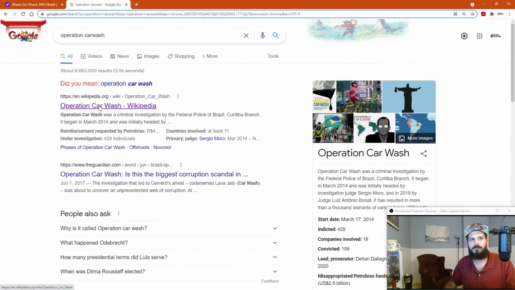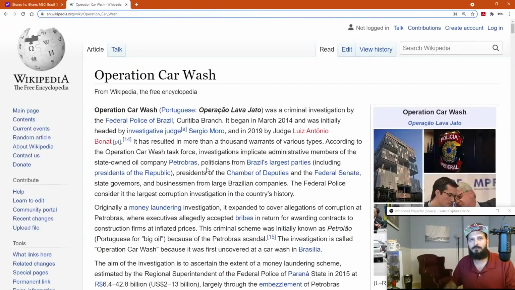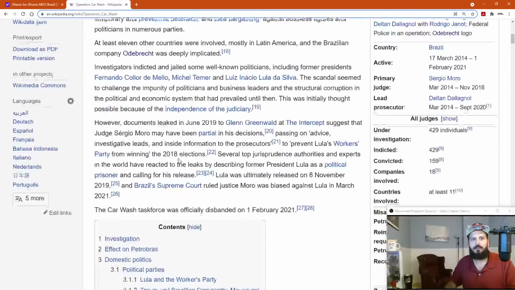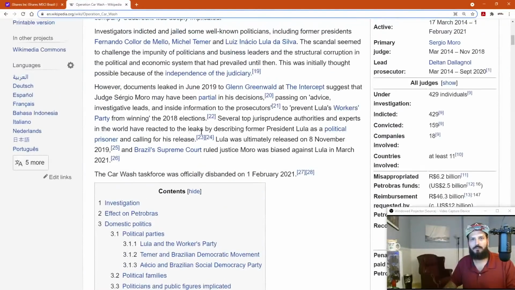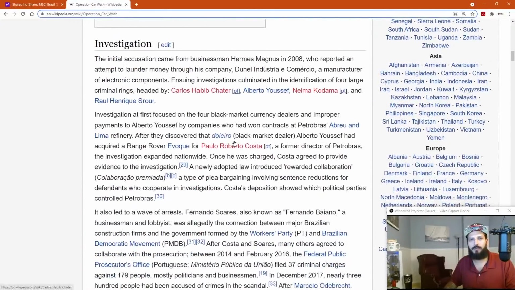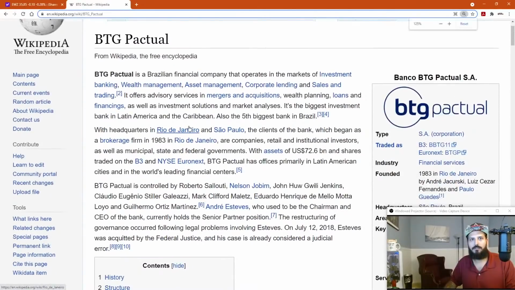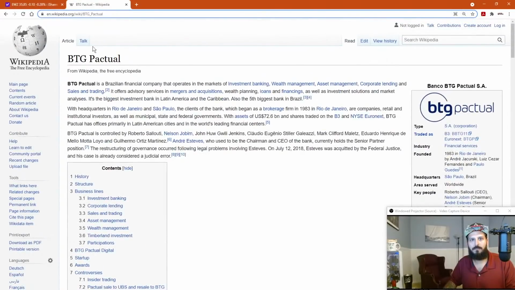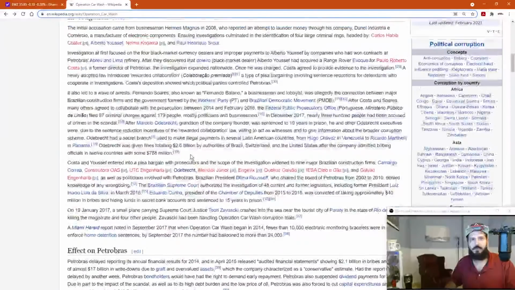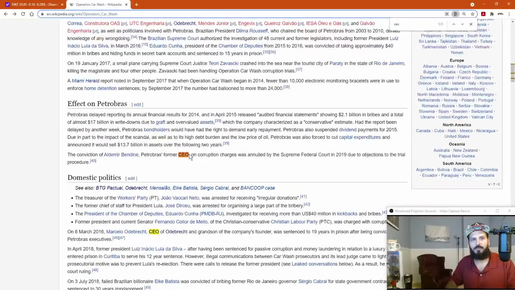Check this out. You guys ever heard of Operation Car Wash? Tinfoil hats on. Petrobras and the senator, people for the Petrobras senator and BTG Pactual were involved in this scheme. The CEO went to prison. Petrobras former CEO Aldemir Bendine was convicted on corruption charges, but annulled by the Supreme Federal Court in 2019 due to objections to the trial procedure. Can you say corruption?